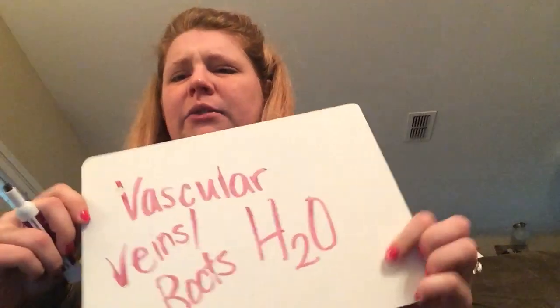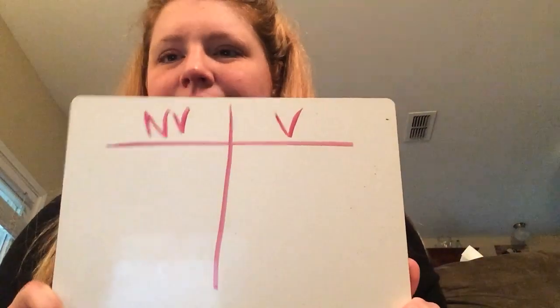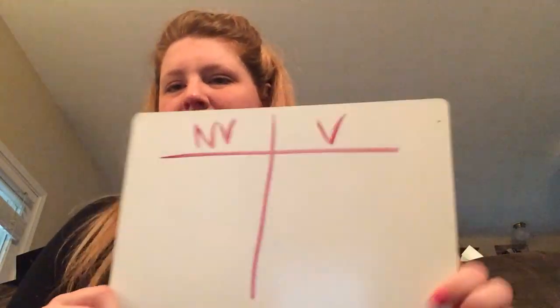So as you're taking notes, I want you guys to write out kind of like a T-chart for me. I'm going to put NV for non-vascular and V for vascular. Okay? So you guys do the exact same thing. This will be your notes for the week.